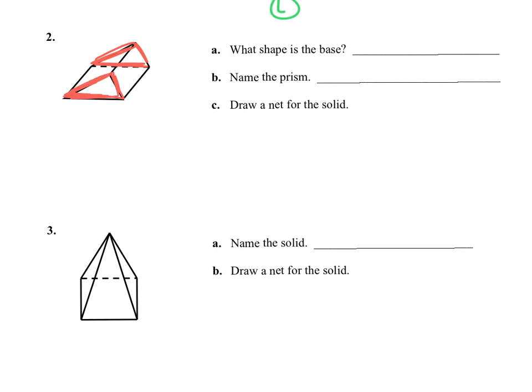Okay, so those are the two parallel and congruent bases. And what shape are they? They are triangular. They are triangles. Okay, so let's go ahead and say triangles. And then it says name the prism. Well, if the bases are triangles, it would be a triangular prism. Okay, why is it a prism? Because all of the other sides, I'll put those in blue, are rectangular.